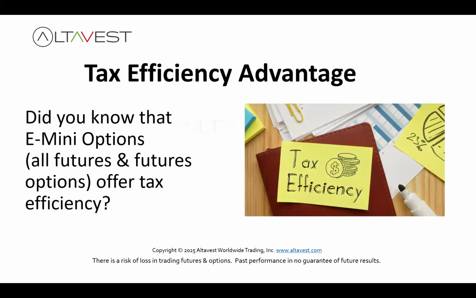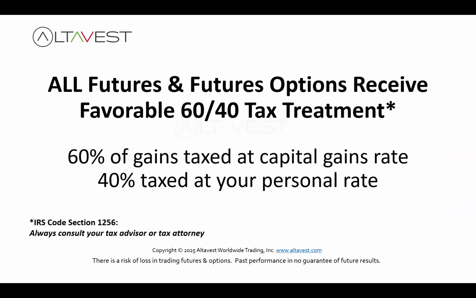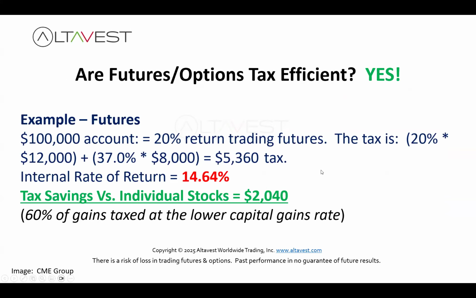There's tax efficiency, a big advantage when you trade options and futures with us. What I mean by that is you are getting treated differently. 60% of the gains are taxed at the capital gains rate versus 40% taxed at your personal rate. That's according to IRS section 1256. Here's a mathematical example here, tax savings versus individual stocks. I won't go into the details, but the bottom line is if 60% of your gains are taxed at the lower capital gains rate, then you can imagine the big advantage in tax efficiency there.